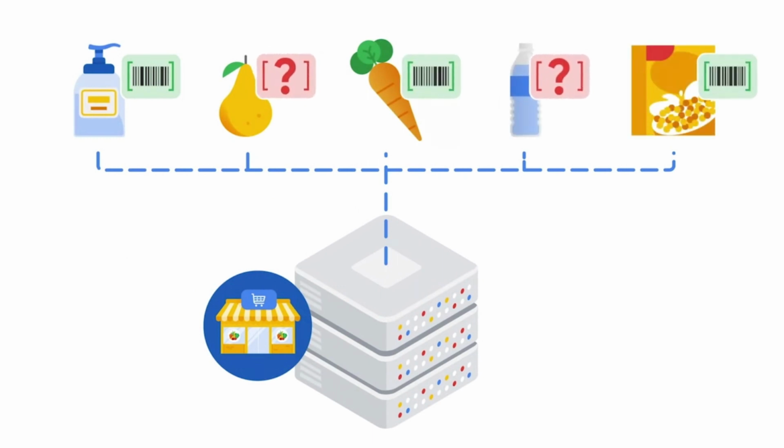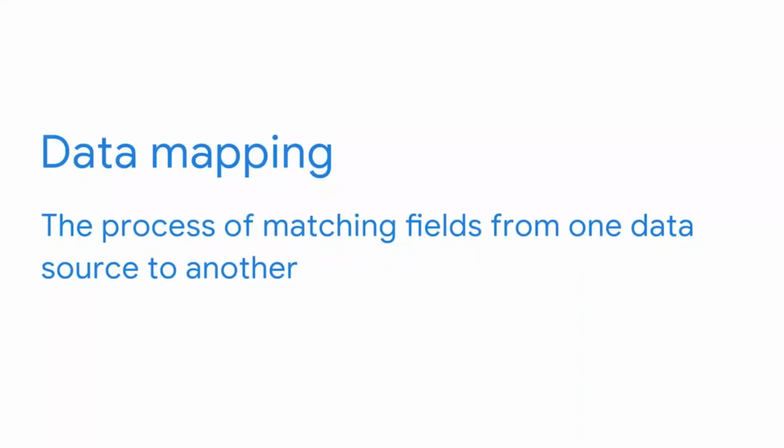Maybe they have product IDs and descriptions in a database, but if there's a description and no corresponding record with the ID, there's now an issue with data integrity. It's essential to make sure this is addressed before moving on to analysis. Data mapping is one way to make sure that the data from the source matches the data in the target database. You'll learn more about this later, but basically, data mapping is the process of matching fields from one data source to another.